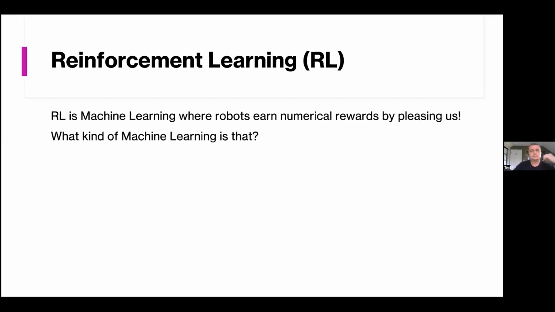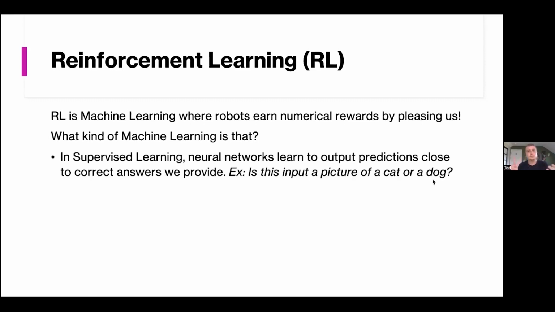If you've studied machine learning, you generally know two types. In supervised learning, neural networks are trained to output predictions close to correct answers, which we provide. It's supervised. For example, we might give it a bunch of pictures and say, these are dogs and these are cats. Then we give it a picture: is this a cat or a dog?